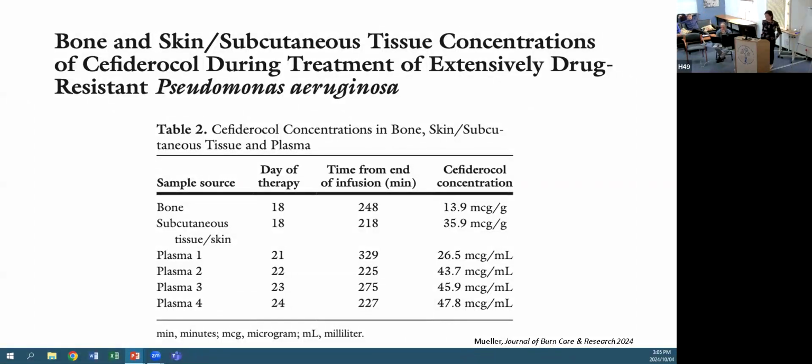Cefiderocol was dosed at 2 grams every 8 hours, given as an infusion over 3 hours. As it's shown here, the amount of Cefiderocol in bone and tissue at steady state suggests adequate penetration in bone and soft tissue. Of note, tissue and bone samples were not suspected to be directly infected, so this is not an estimate of the amount of Cefiderocol in infected bone. But acutely infected bone is believed to have a higher degree of blood perfusion and potentially even higher drug concentration.